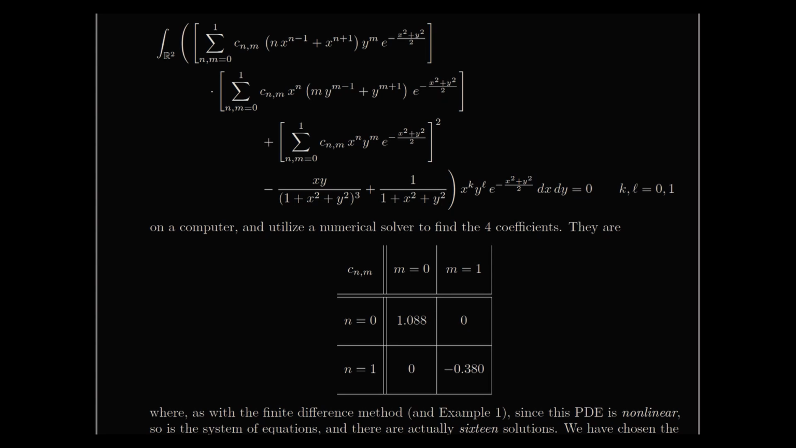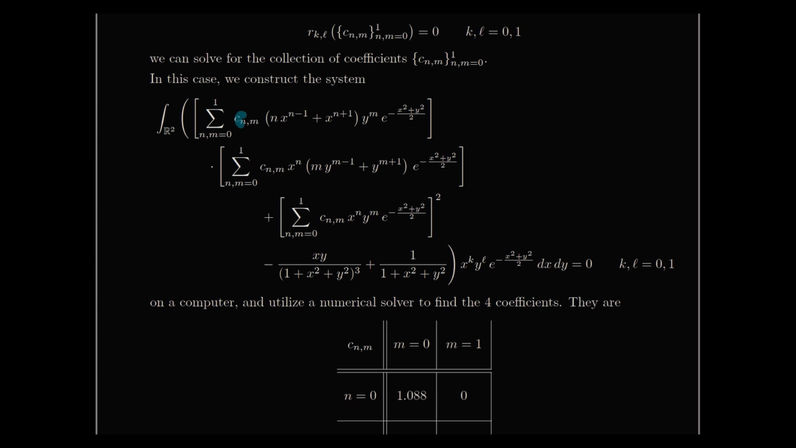I do want to comment, though, because notice how there's one term of c's there multiplied by another term of c's there, and then this term of c's is also squared. We really have terms of the form like c0,0 squared, c1,0 squared, c0,1 squared, c1,1 squared, and all the cross terms are here too. So it really gets quite intense.